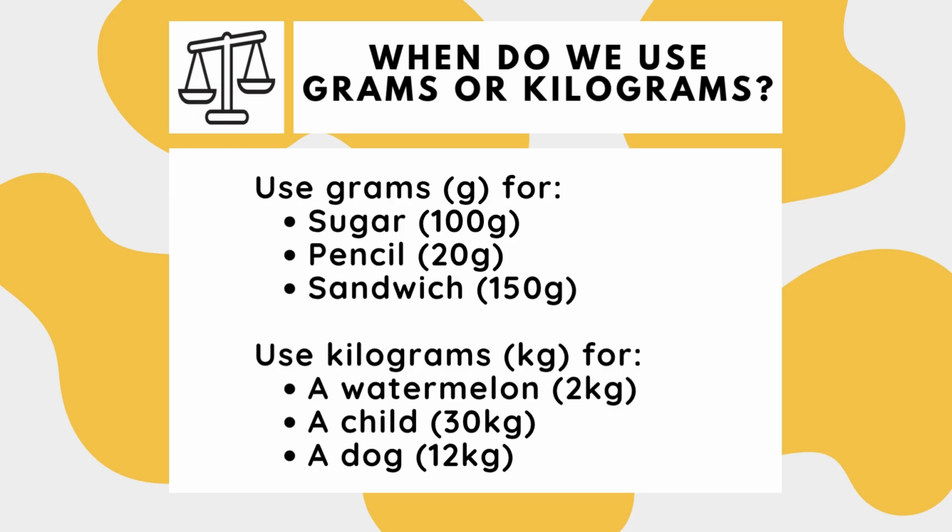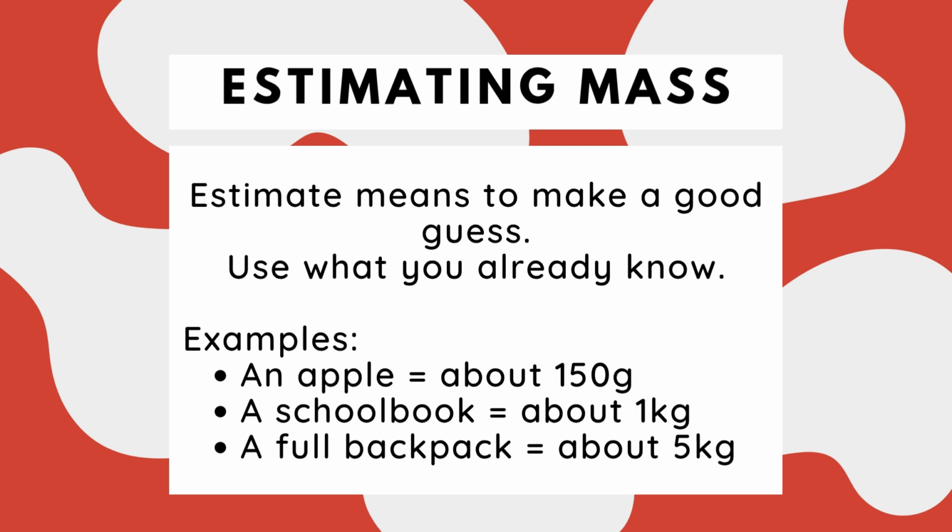If something is lighter, we use grams. If something is heavier, we use kilograms. A slice of bread might be 50 grams, but a big dog like a Boerboel might weigh 20 kilograms. We choose the correct unit depending on how heavy something is. If something is very heavy, we use kilograms. If something is very small or light, easy to pick up, then we will most probably use grams.